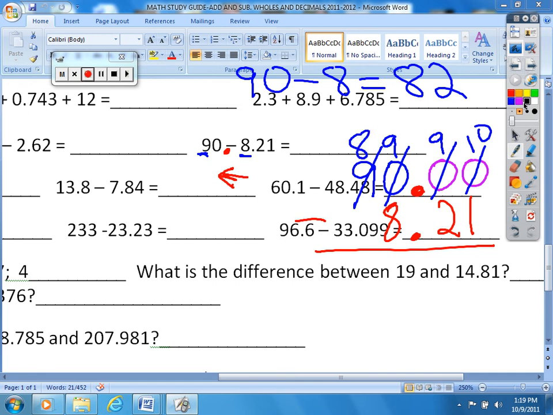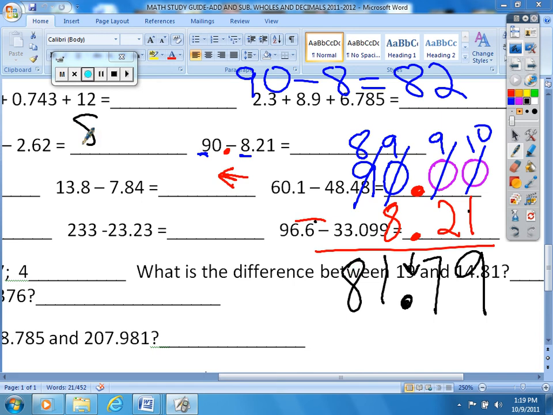Here I go. 10 minus 1 is 9. 9 minus 2 is 7. My decimal comes straight down. 9 minus 8 is 1. 9 minus nothing is 8. Now I've got 81 and 79 hundredths.